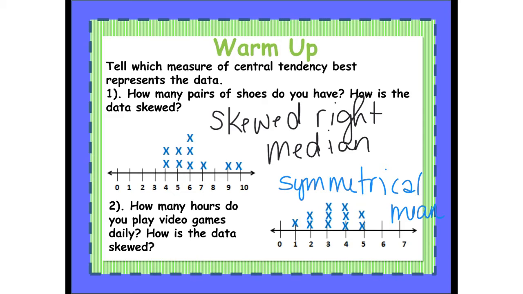Okay, now when we look at number 2, it is approximately symmetrical. It's not a perfect symmetry, but it is much closer to symmetry than it is to something that is skewed. Because it is approximately symmetrical, we want to use the mean to describe the data.